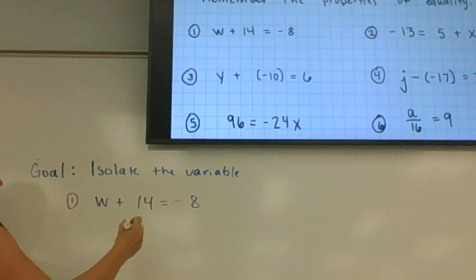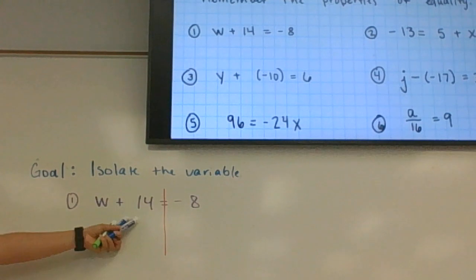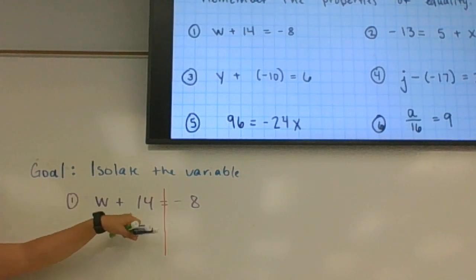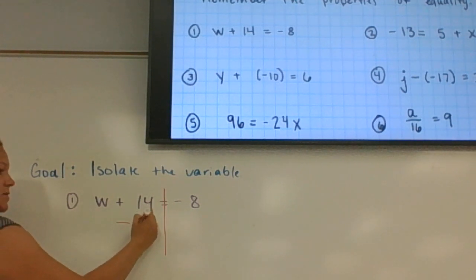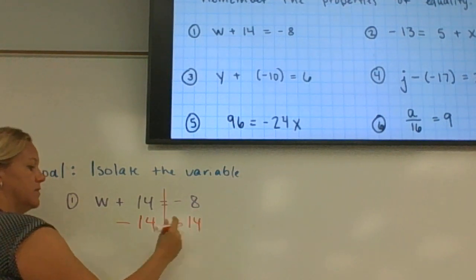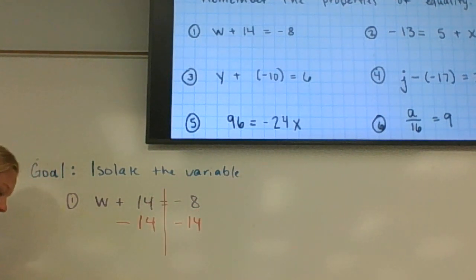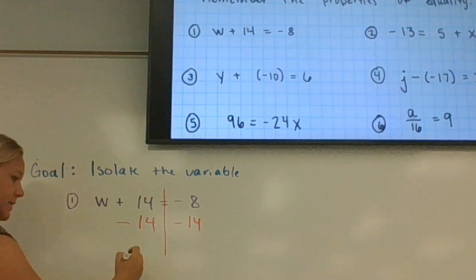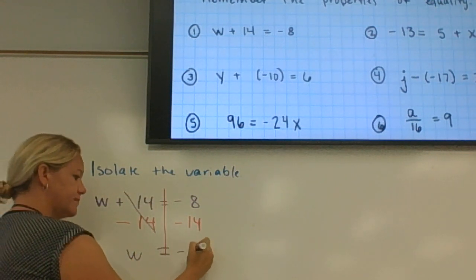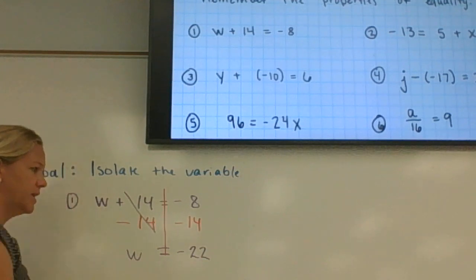So I like to put a line for the equal. I look at where the variable is. Here's W. W wants to be all alone. So we have to get rid of this plus 14. We cancel using the additive inverse. And if you do it to the left side, you have to do it to the right side. That's the property of equality. So those are now canceled. Negative 22.